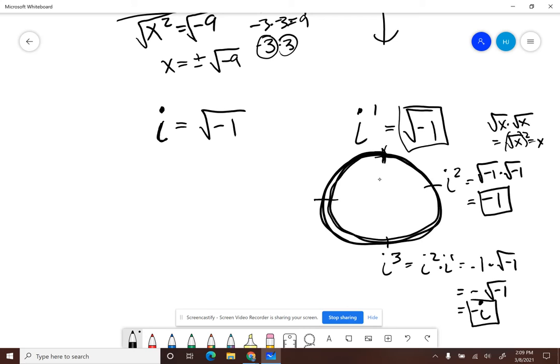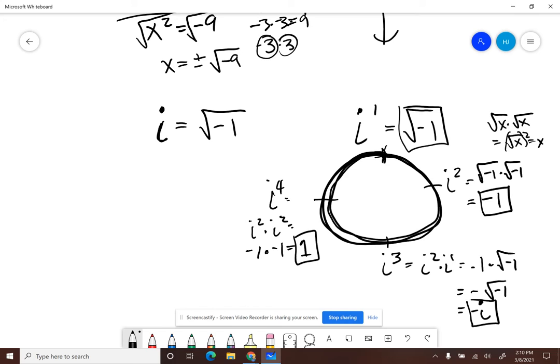So let's look at what happens when we go to i to the fourth. So i to the fourth is really just i squared times i squared. Well, i squared is negative 1, and another i squared would be negative 1, and so negative 1 times negative 1 is a positive 1.